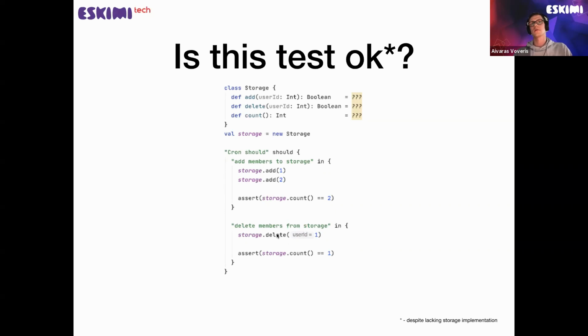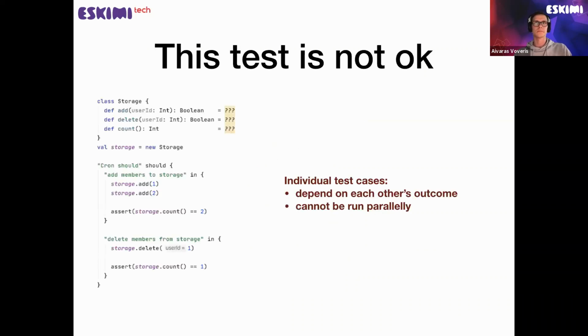And the next one is going to delete a member from storage, and it's going to expect the storage to have 1 member less. So it's a little bit of a problem because individual test cases depend on each other's outcome. So, you cannot run them in parallel.